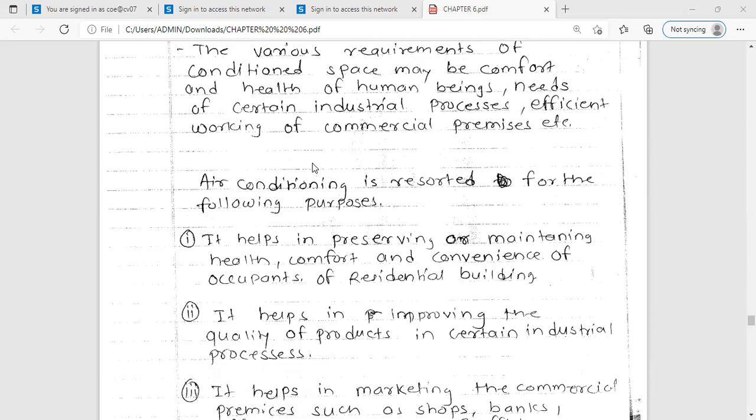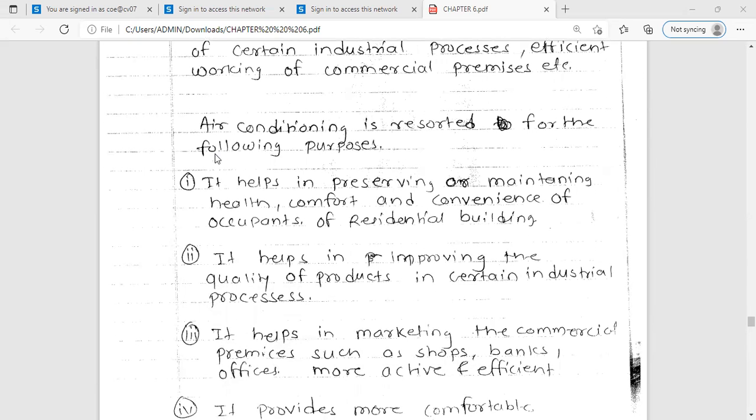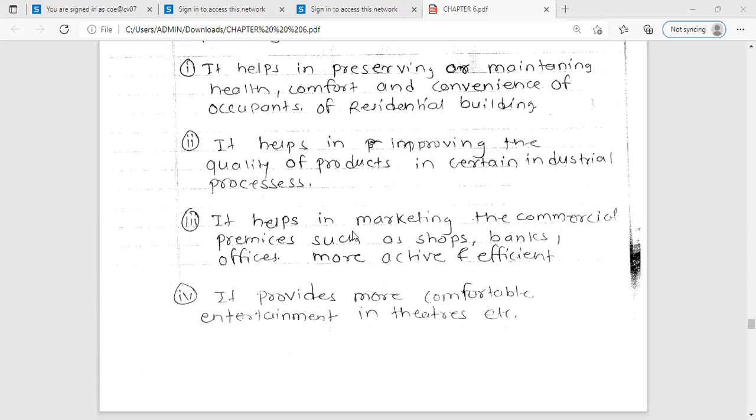So here, air conditioning is resorted to for the following purposes. It helps in preserving or maintaining health, comfort, and convenience of occupants of residential buildings. Also, it helps in improving the quality of products in certain industrial processes. It helps in making commercial premises such as shops, banks, offices more active and efficient.